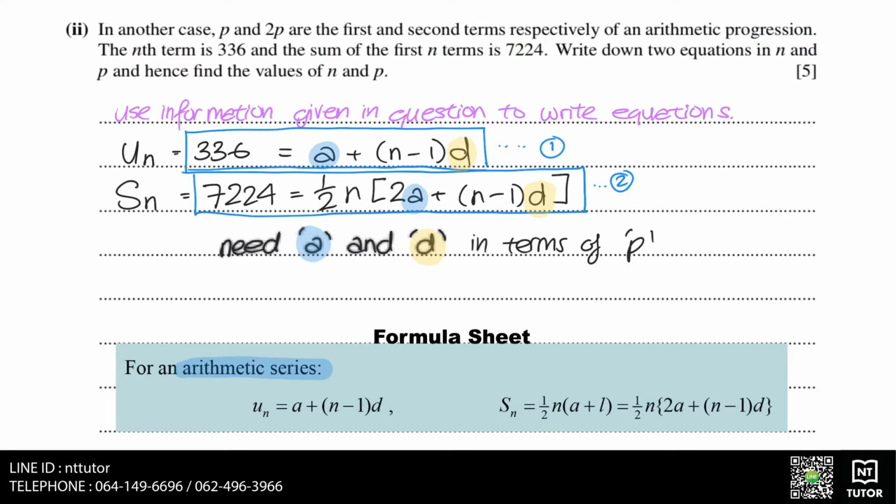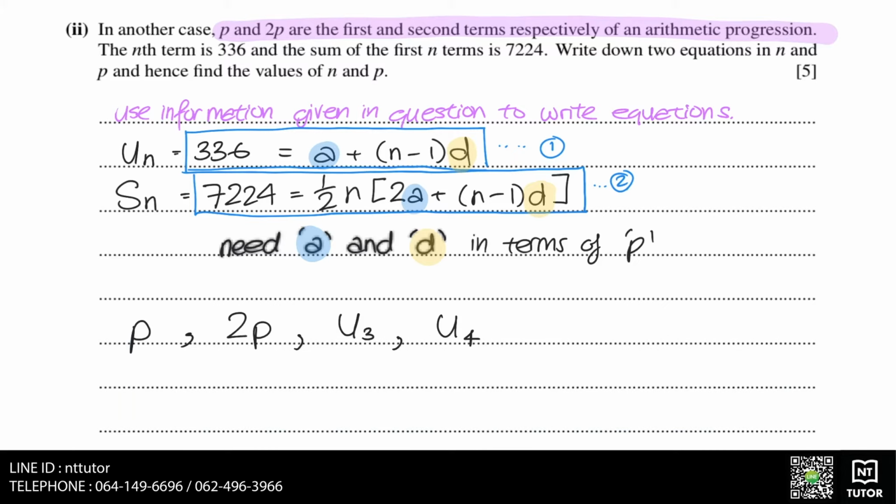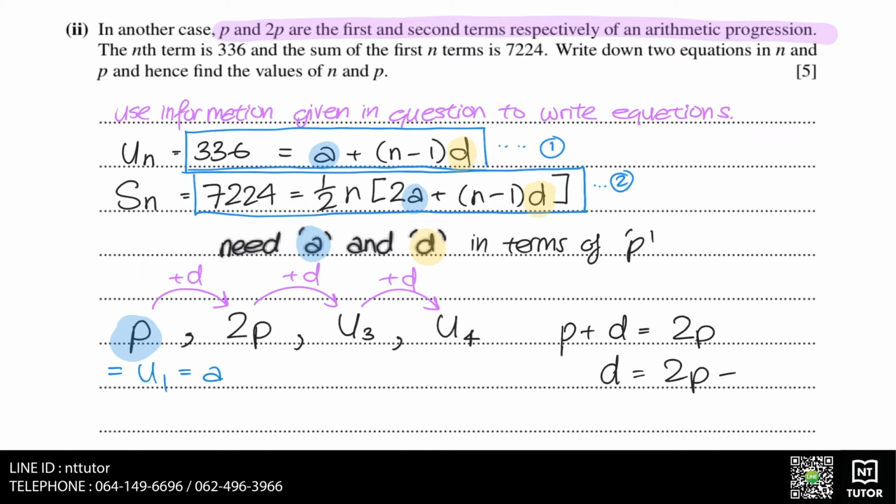We can write a and d in terms of p by using the other piece of information given. p and 2p are the first and second terms respectively of an arithmetic progression. The first term is equal to p. This means that a is equal to p. And the rule for an arithmetic progression is to add d to each term as you go along. If the second term is 2p and the first term is p, this means that p plus d should equal 2p, and therefore we can solve for d, and d equals p.